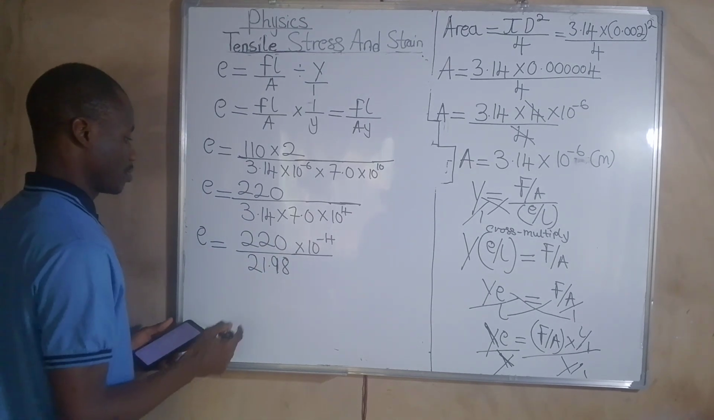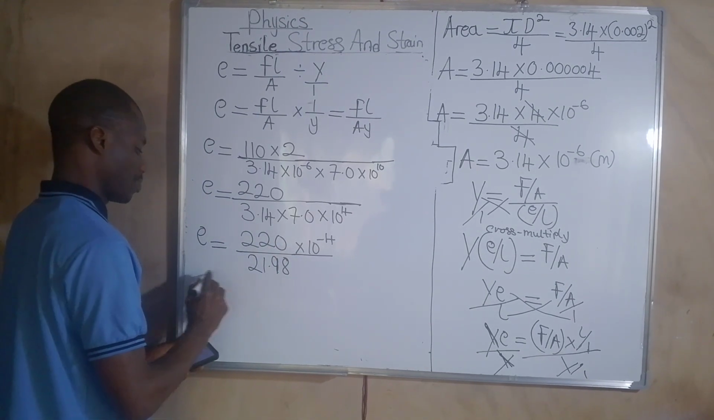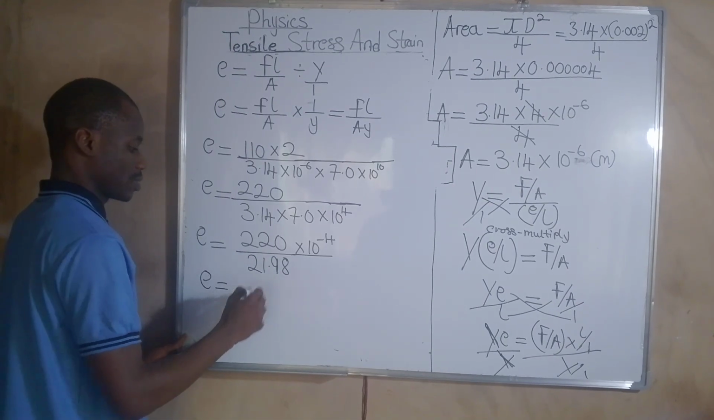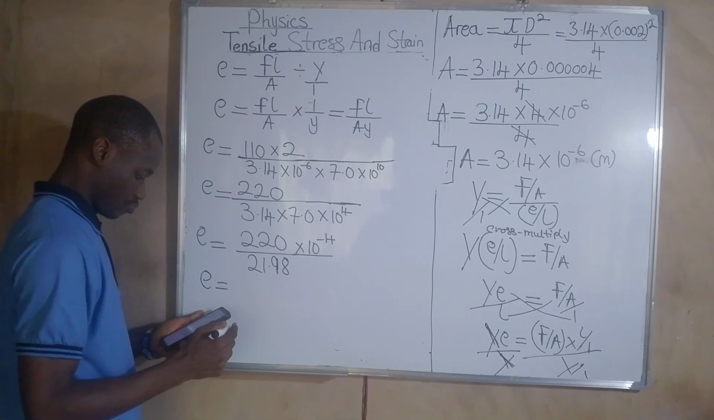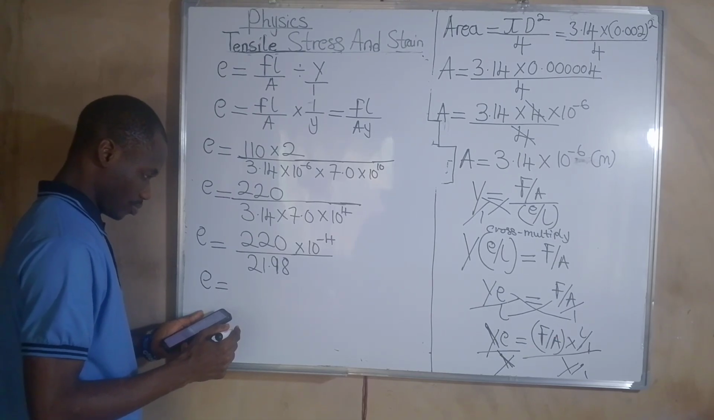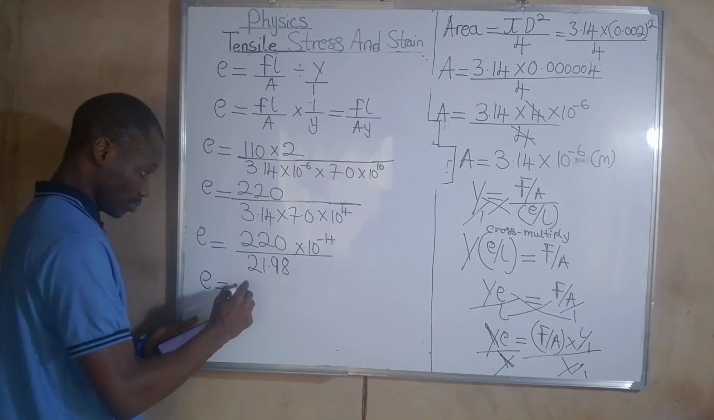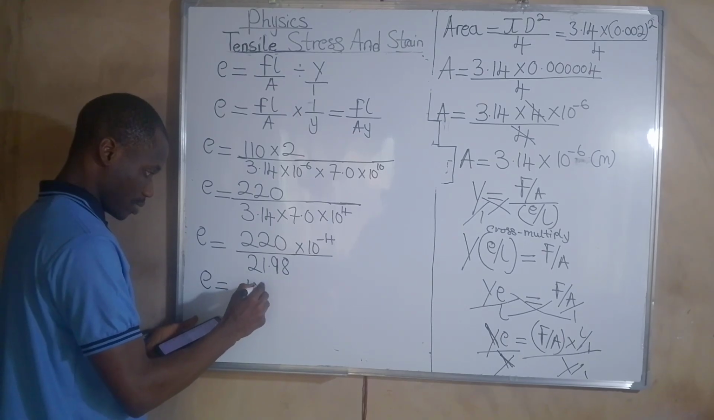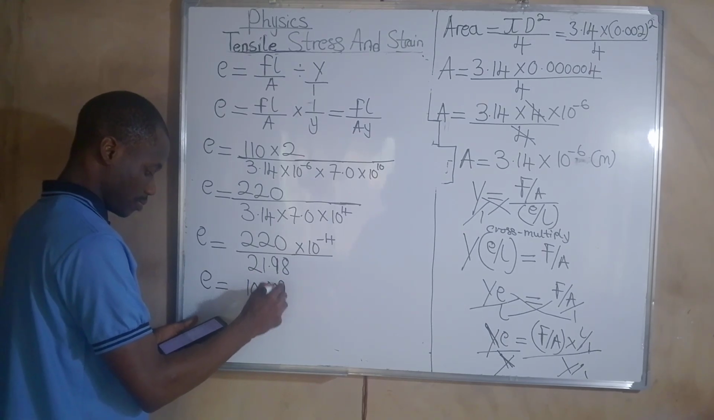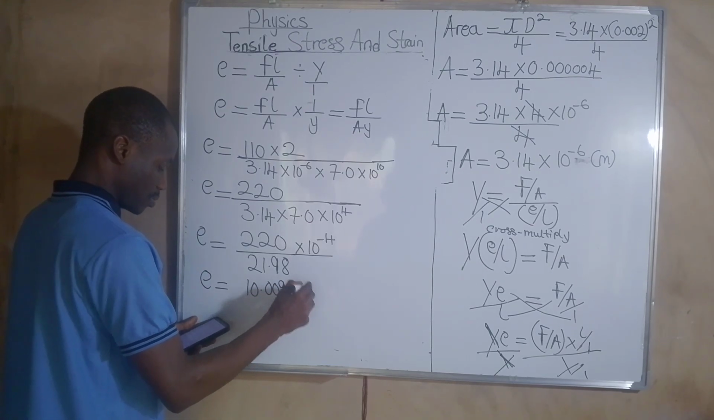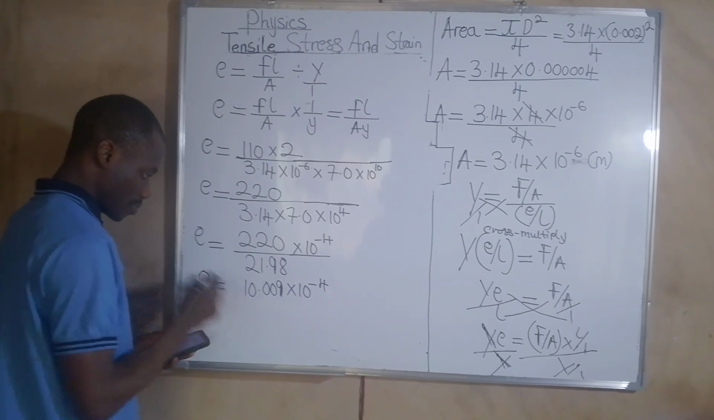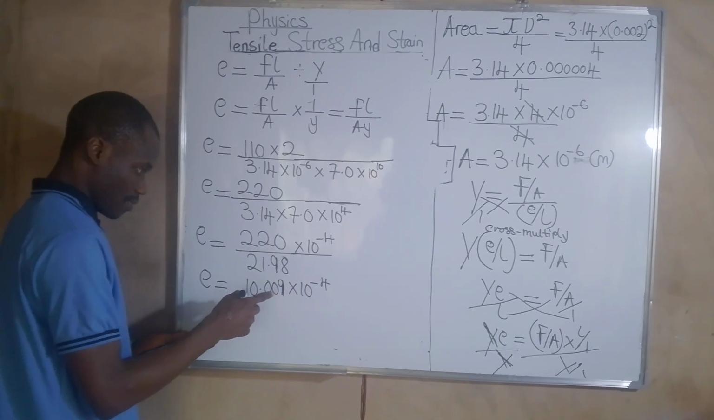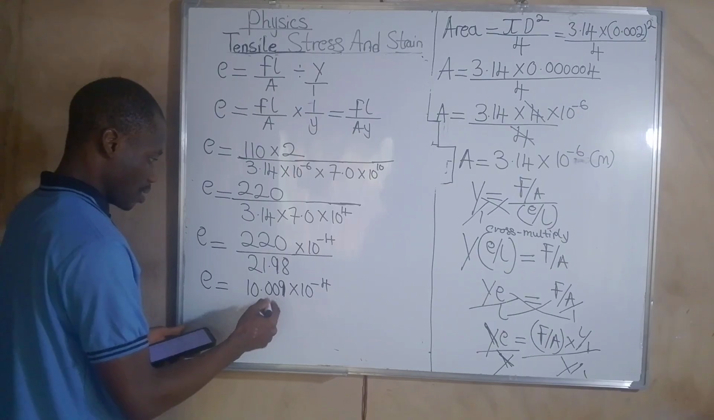Alright. So now we do 220 divided by what? 21.98. So scratch that and let me know what you got. That's giving us 10.009. Times 10 raised to the power what? Minus 4. Right? Okay.